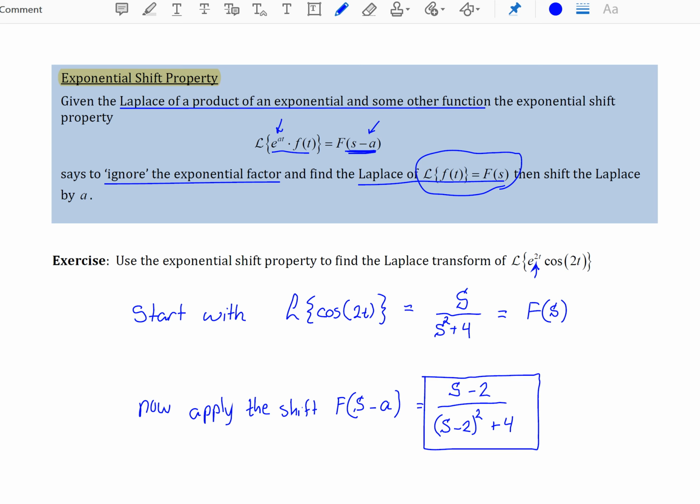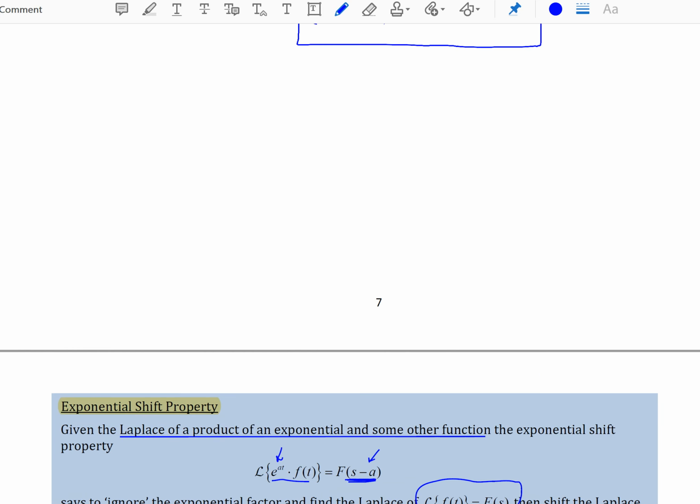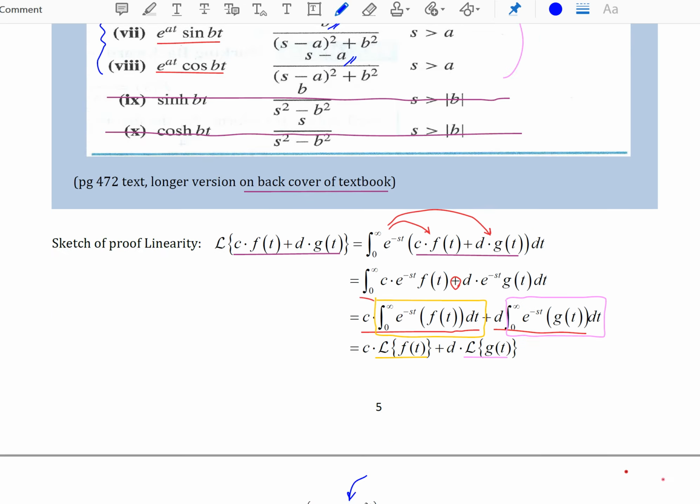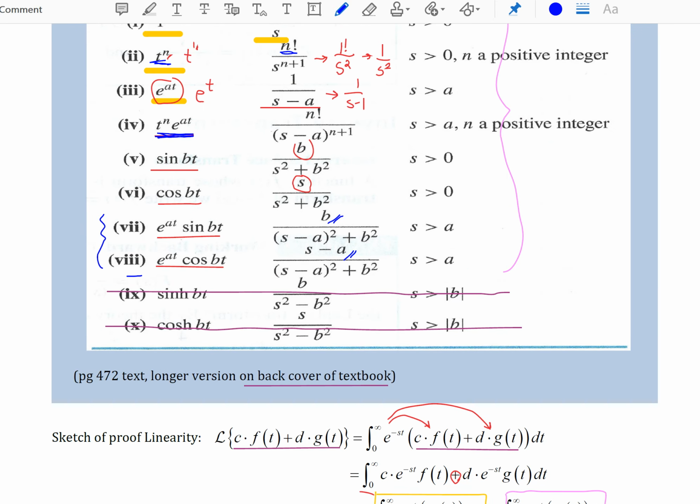Notice that the exponential shift property will agree with, and maybe does shorten your necessity to use our table. Because technically the Laplace we just did was the Laplace transform number 8. It was an exponential times a trigonometric. And what we got as an answer agrees with our table. It just adds a little bit more of a tool to be able to rewrite your functions. So you don't always have to use this table if you know the exponential shift property.